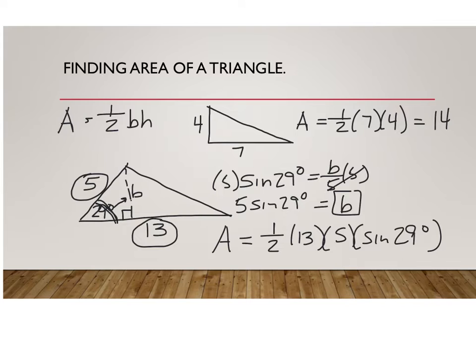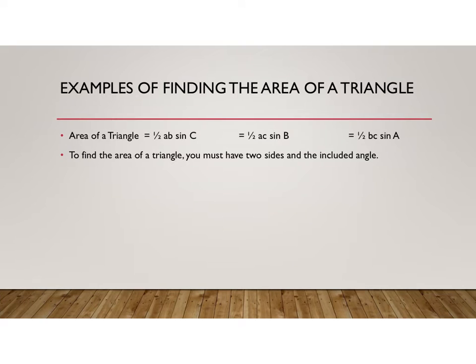And if we just put that in our calculator, we go 0.5 times 13 times 5 times the sine of 29. We would get an area of about 15.75 or 15.8 square units in this case. So, examples of finding the area of a triangle.